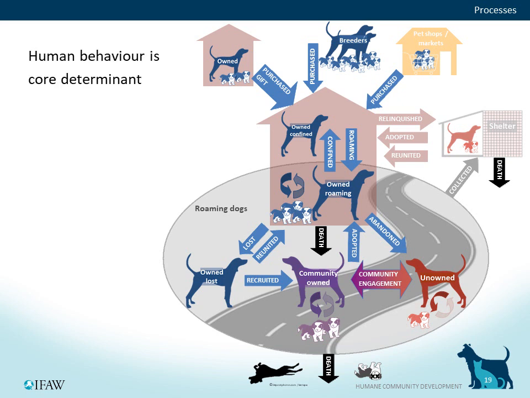However, before I talk about that stage of exploration and then design, I did want to pause to highlight that for nearly all of these processes, human behaviour is a core determinant. We are not dealing with urban wildlife here. This is a truly domestic species whose birth, survival and behaviour is highly influenced by what people do to them. So changing human behaviour will be an essential part of any DPM intervention.